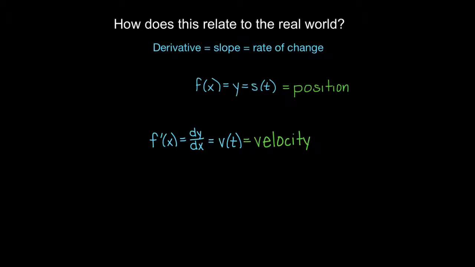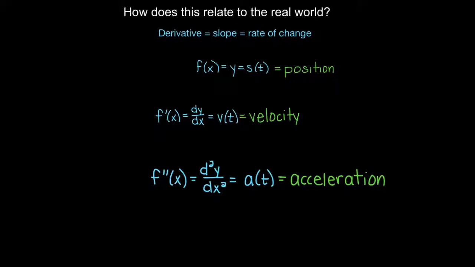So when we take the derivative, we get f prime or dy dx. Remember, derivative is slope or rate of change. F prime will be the rate at which position is changing, also known as velocity. So our first derivative is velocity. And our second derivative would be the rate at which velocity is changing. So how fast is the speed changing, which is known as the acceleration.